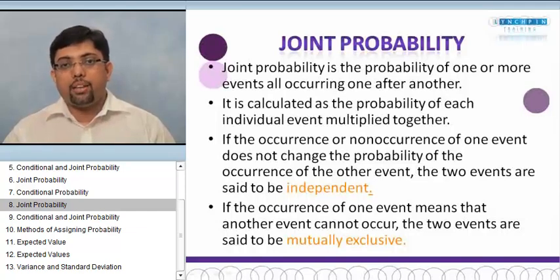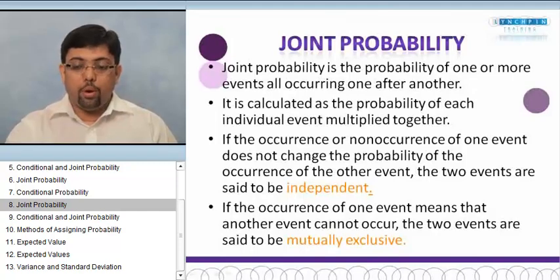Either I'll get heads in the first one or tails in the first coin, and I can have tails or heads in the second coin. So what will be the likelihood? The likelihood will be 1 over 2 multiplied by 1 over 2.